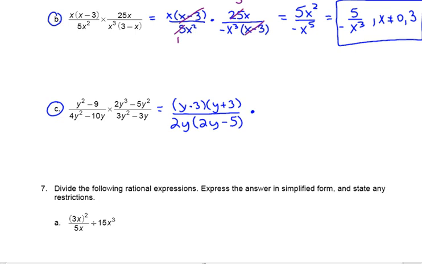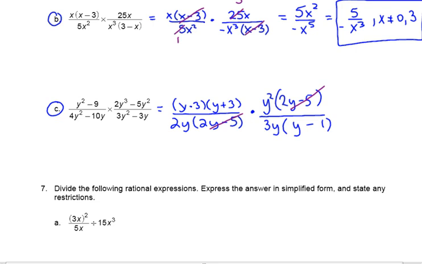Times, what can we factor out of 2y cubed minus 5y squared? y squared is in common. 2y minus 5. Okay, Sawyer, what can I factor out of 3y squared minus 3y? 3y. Yes, sir. Good job. Okay, 3y squared divided by 3y is y. Anything divided by itself, what's going to be left over? 1. Okay, is there anything that cancels? 2y minus 5. Okay. Yay. That's all for now.